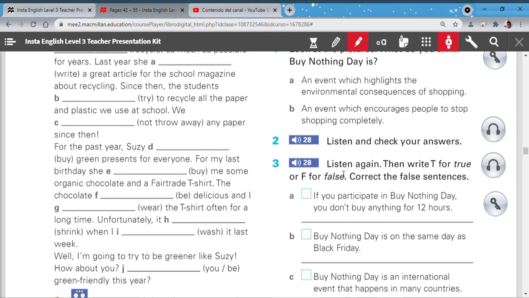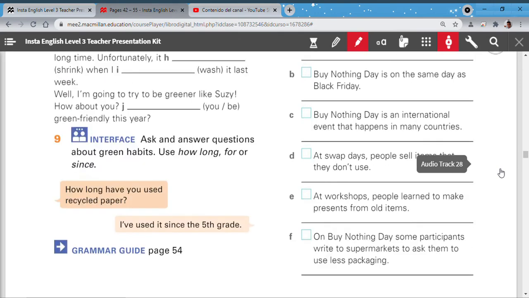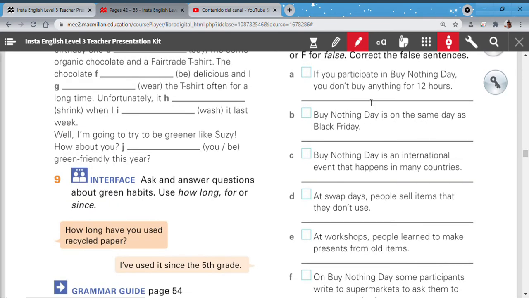Number 3, listen again, then write true or false. Correct the false sentences. Let's listen. Here I have A, B, C, D, E, F. Okay? True or false?